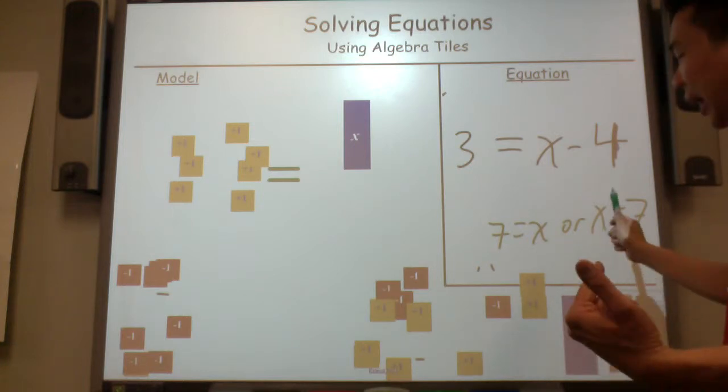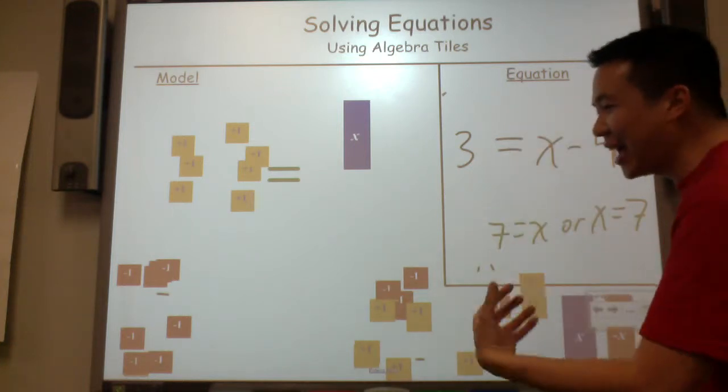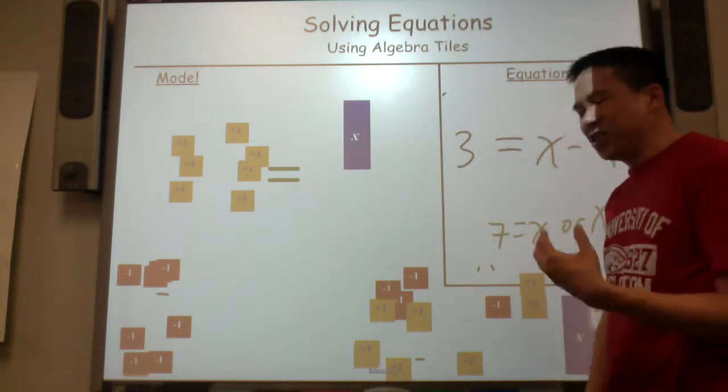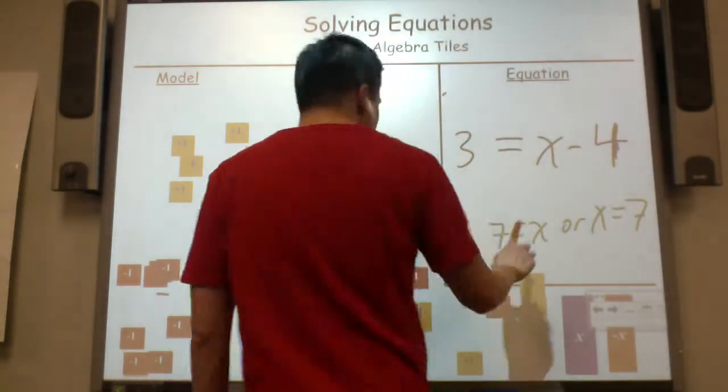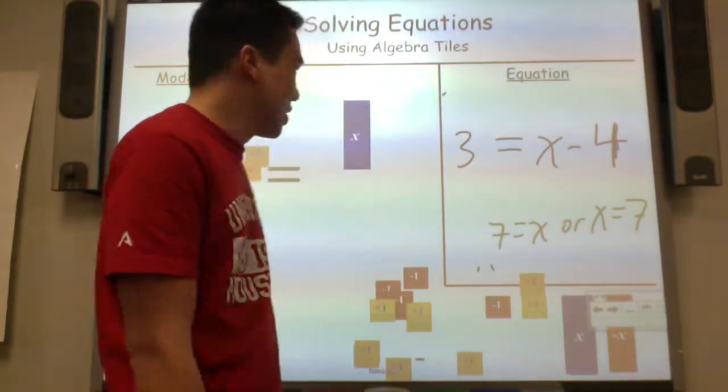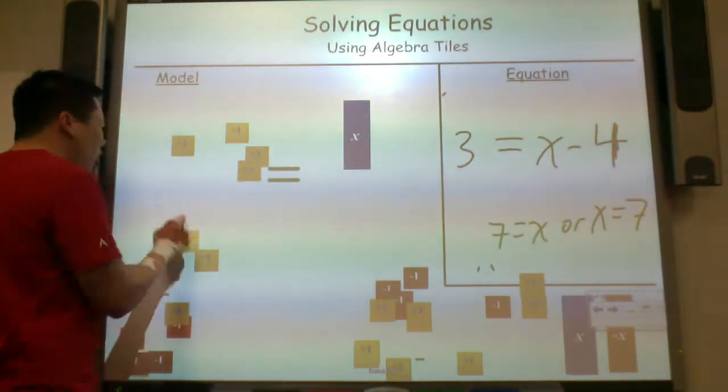I prefer the x always on the left side. I like saying x is equal to 7. For me to say 7 equals x, that's okay. It just sounds very weird. But also, when we do inequalities, which is a coming lesson, the x really needs to be on the left side.